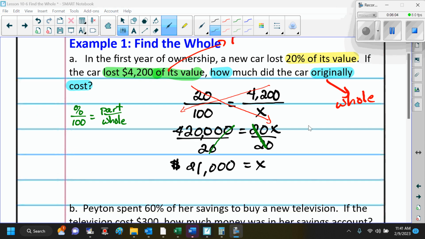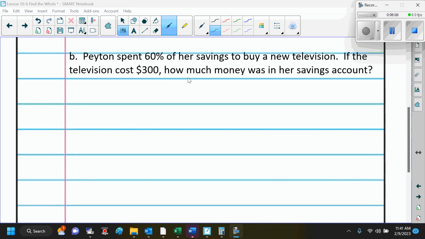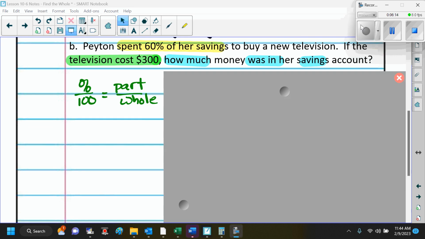I would like for you now to take 2 minutes to work on example 1B with your table partners. So here's our important information. It says Peyton spent 60% of her savings to buy a new television. If the cost of the television is $300, how much money was in her savings account?